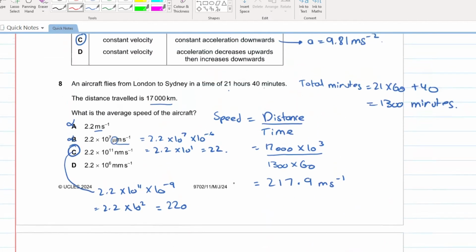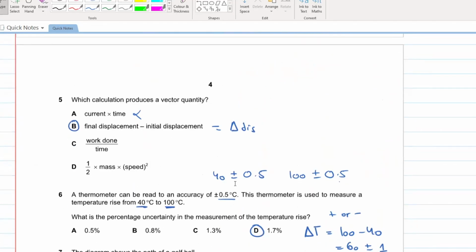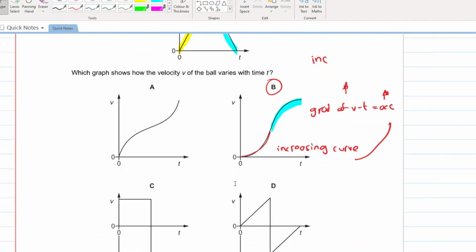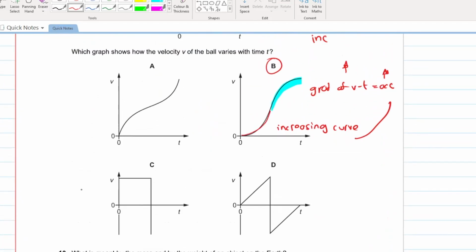Up till now, any ambiguities in the first 9 questions? बेटा first 9 questions में कोई मसला पूछ लो मुझसे. Yes. What is meant by mass and weight of an object on the earth? What is mass? The property that resists its acceleration. Yeah, D could be your option. And what is weight? The pull of the earth on it. Yeah, D is your answer. Simple as that. बेटा first 10 questions हम कर चुके हैं.